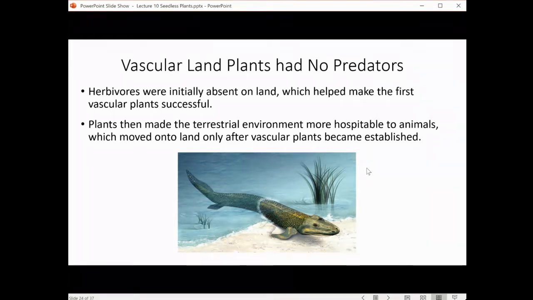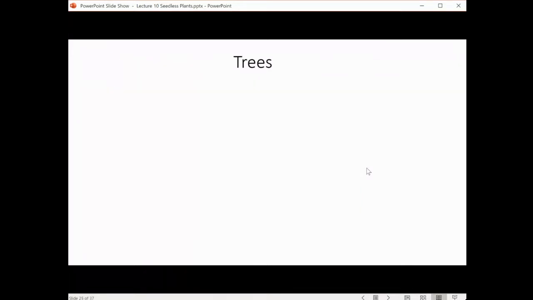Dr. Shubin wrote a book called Your Inner Fish. So if you ever want to read a science book, and he's actually a really good writer, you may want to check that book out. Okay. Now let's talk about trees.